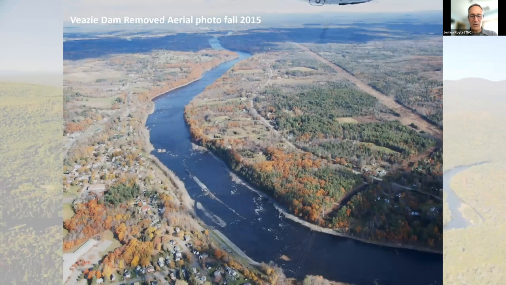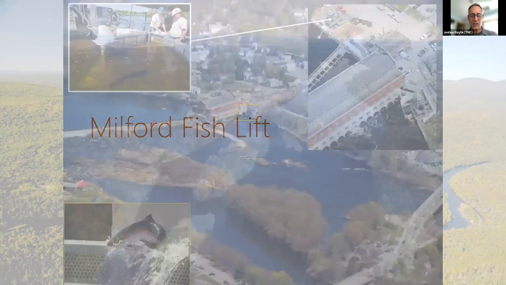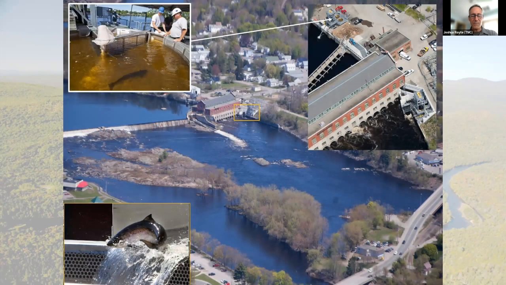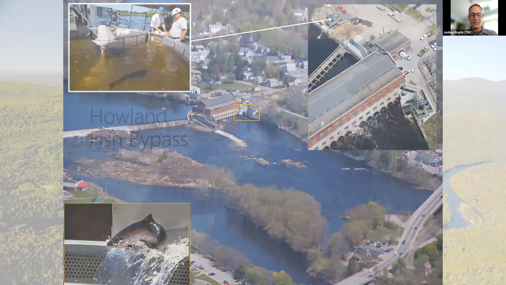In any case, here's an aerial photo I took that following fall. There's still a long dam going up the middle of the river that's falling apart, and we decided that was not a barrier to fish passage, but actually provided some unique habitat as it's degraded. The Milford fishway was added. It's a ladder and a lift in that far right corner. There's a decent attraction flow there, not ideal.